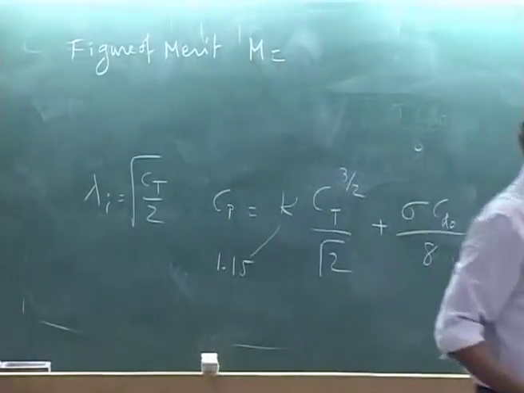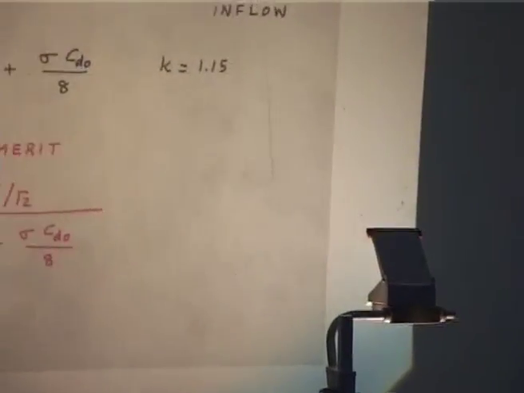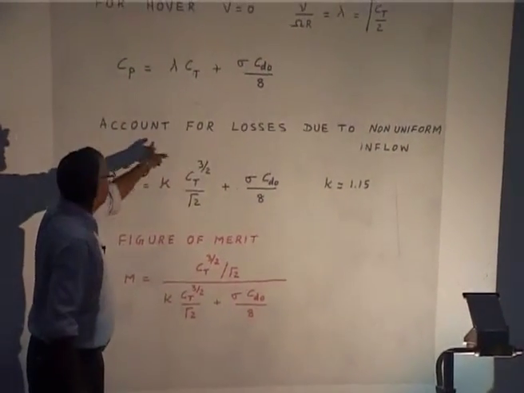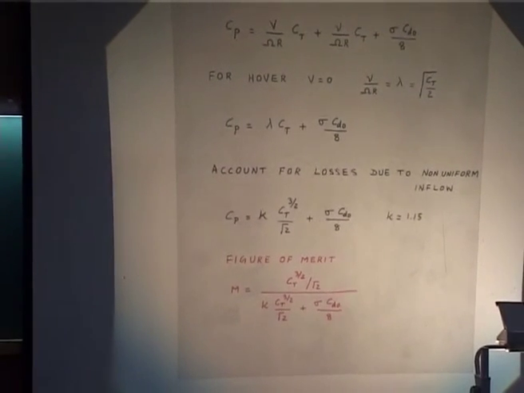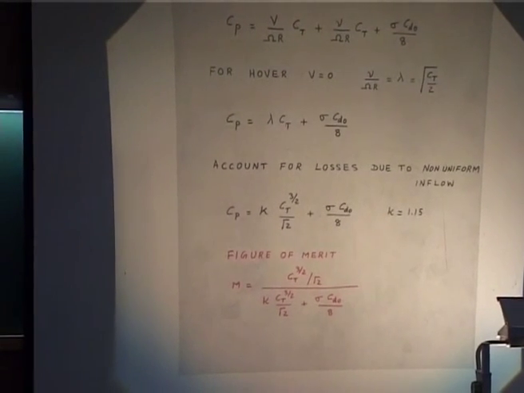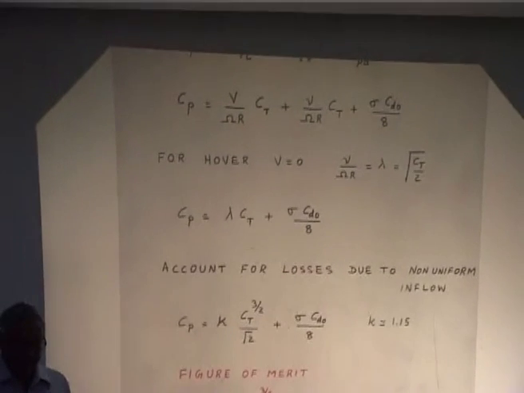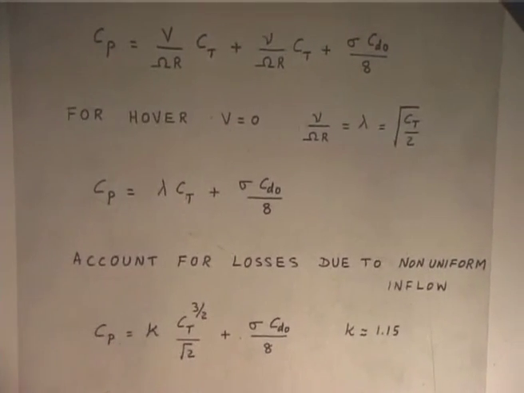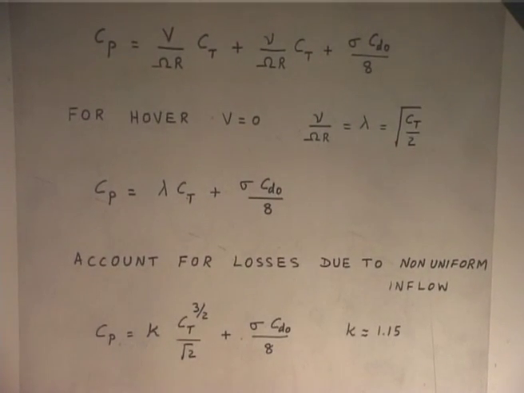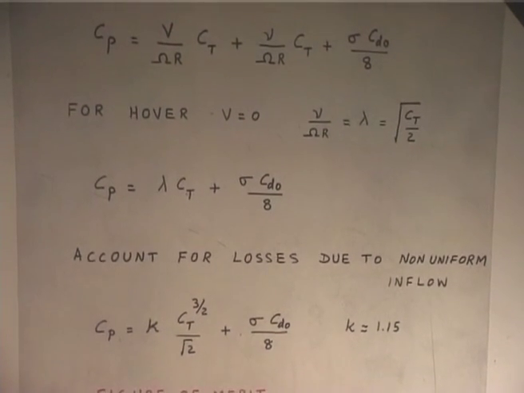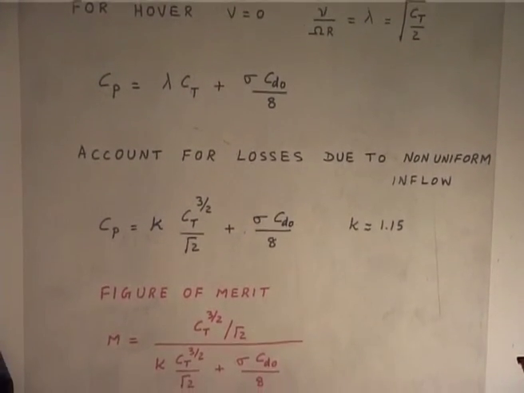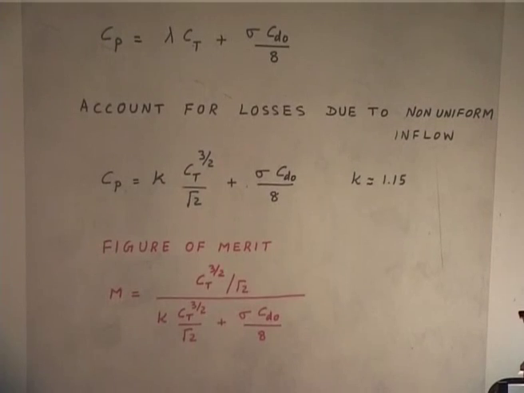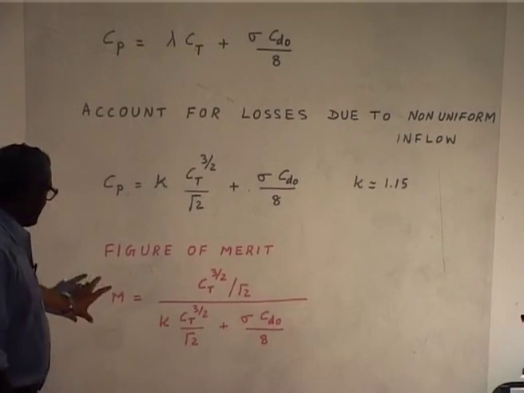I will flip this. So, non-uniform inflow accounts for losses. That means, when I say non-uniform inflow, you must have a procedure to calculate the non-uniform inflow, because simple momentum theory does not give you that. So, we will learn about that particular procedure next, but before we go, let us look at the figure of merit expression.